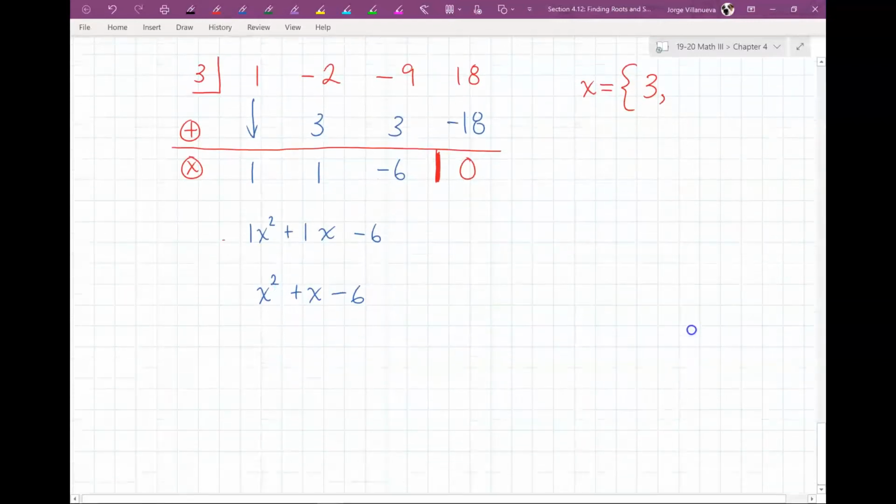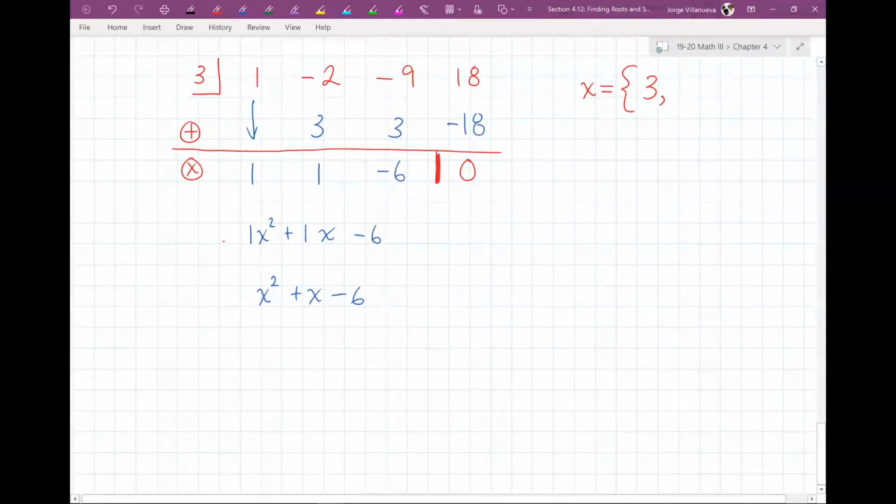Okay? So let's see. I'm going to have to factor x squared plus x minus 6. So I'm going to use the x method. So I get the 1 times a -6 is a -6. A positive 1 goes here. So 2 numbers that multiply to -6 that add up to 1 will be a -2 and a positive 3. Those 2 numbers multiply to -6, they add up to 1.